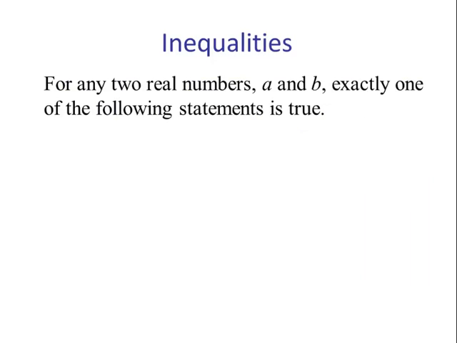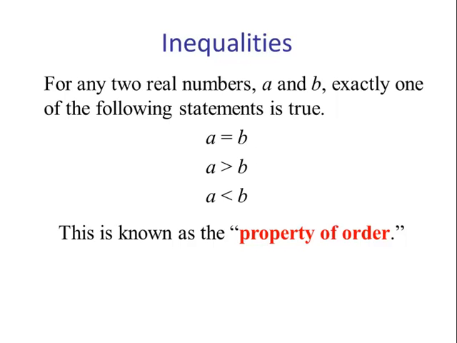For any two real numbers, a and b, exactly one of the following statements is true. Either a equals b, a is greater than b, or a is less than b. This is known as the property of order.